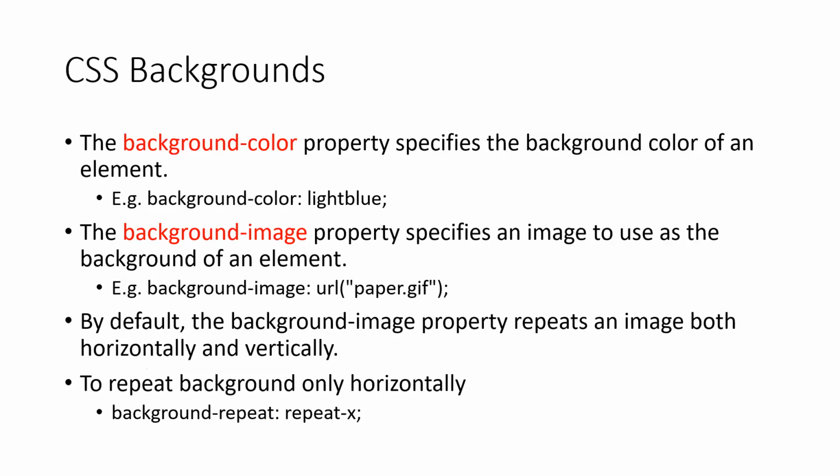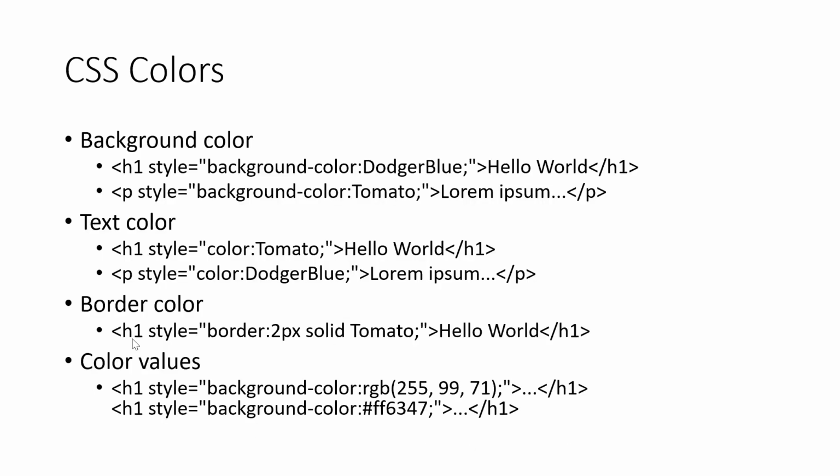Right, now we talk about the color information. So here when we say border, we specify it's a 2 pixel border, the border width, and then the type of line that you are going to use, in this particular case solid, and then the color is tomato. Similarly, color values, you can use it different ways.